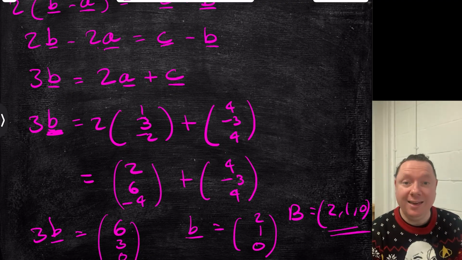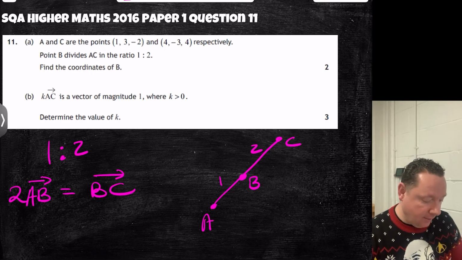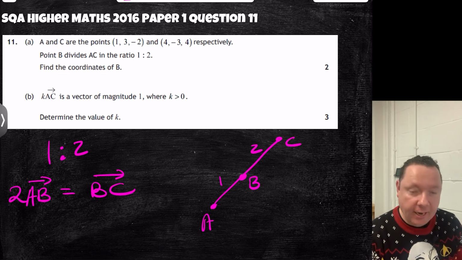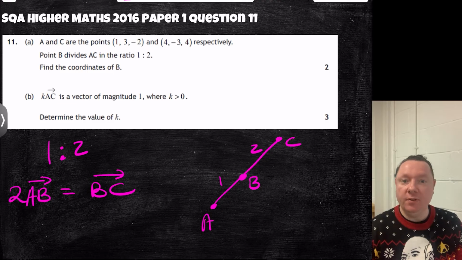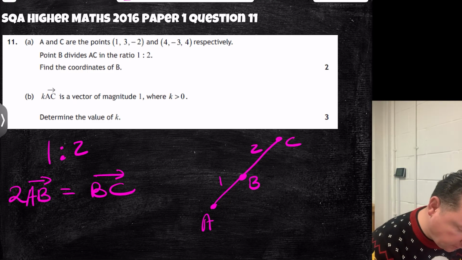And we're done for part A. Part B says k times AC is a vector of magnitude 1. Find the value of k. So if I know the size of AC, then k must be the number which, times the size of that, gives the answer 1. So let's work out the size of AC.